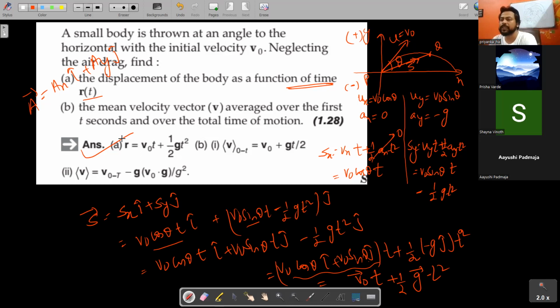Initially, for a couple of questions, make it your habit to make this table and write all the components along the x-axis and y-axis. Later on, when we have good practice, you can ignore that table and do it directly. But in the starting, for the first few questions, do this. For almost all the questions we use the vector form. In this question, because the answer is given in vector form, that's why we did it. And you can also see you have assumed theta, the angle of projection, but there is no theta term in the answer, so you have to remove that.